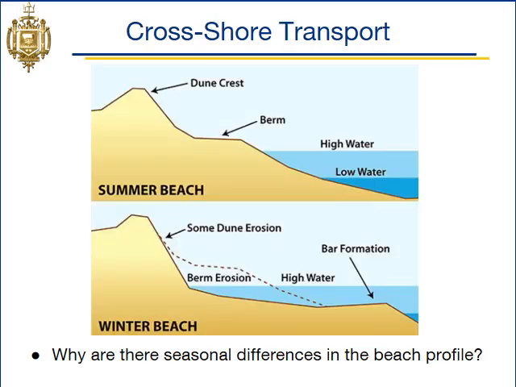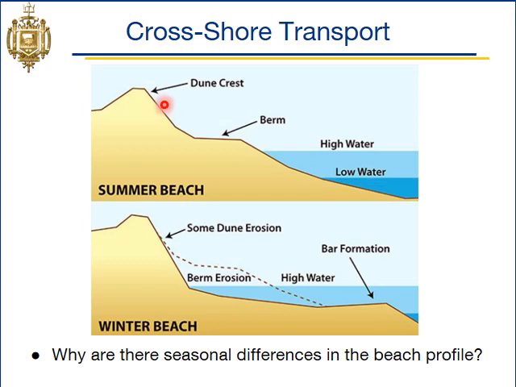So per the roadmap, we're going to start talking about cross-shore transport, right? And to start this off, we've got a picture here depicting the profile of a beach in summer versus winter, right? And we see that our dunes are at about the same elevation, but once we move to the right of the dunes, things get a little bit different.